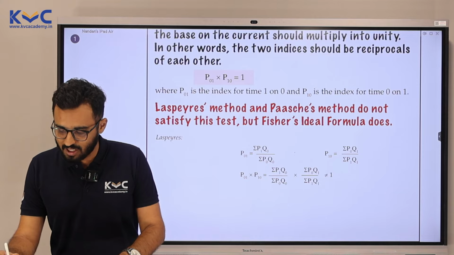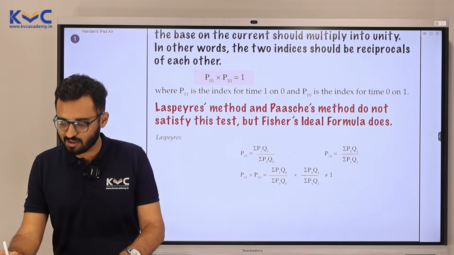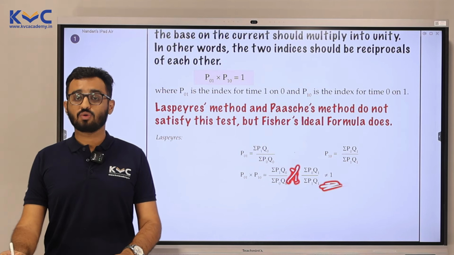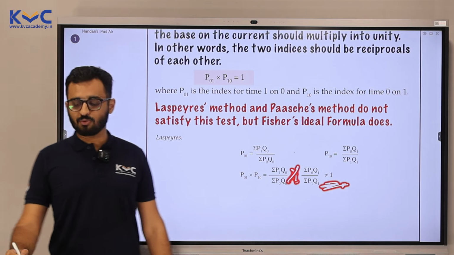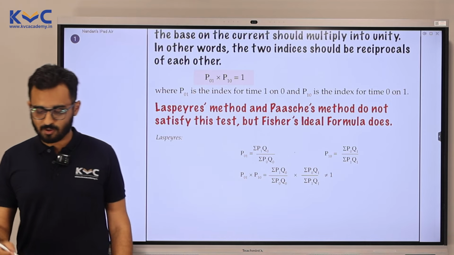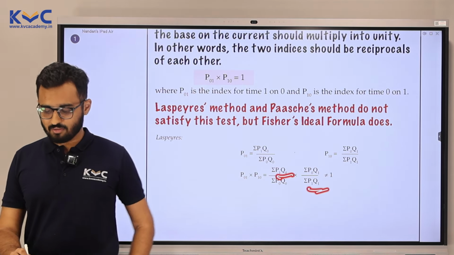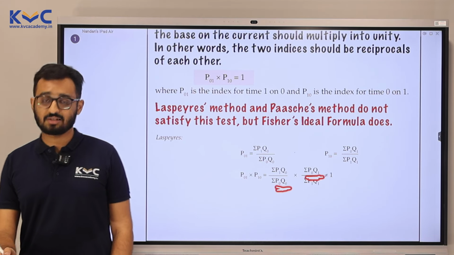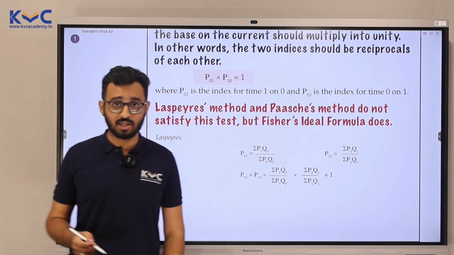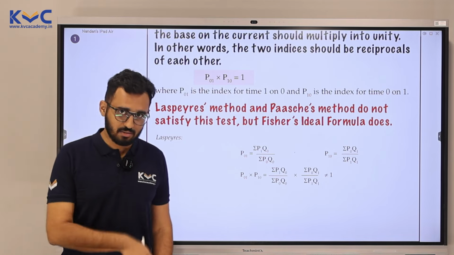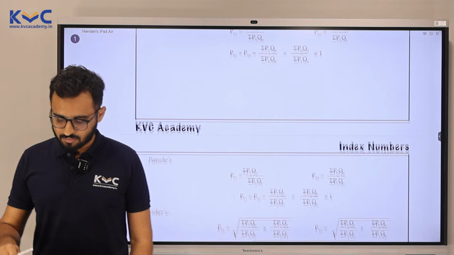We'll have summation P0 Q1 divided by summation P1 Q1. When you cross multiply that, you don't end up with 1. To end up with 1, what should have happened? You should be able to cut it like this, right? That's not possible. All these are different for ones. P1 Q0, P1 Q1. Here it is P0 Q0, P0 Q1. So there is nothing in common, right? So with that, Laspeyre fails the time reversal test.